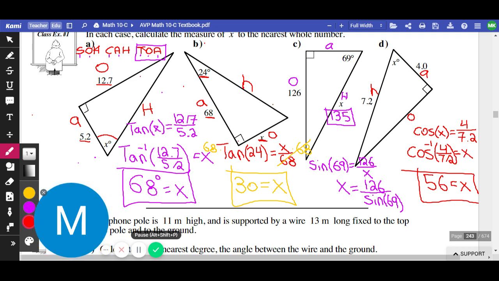Then I did SOH CAH TOA and I did check marks. I figured out I need to use my sine ratio because O and H were checked off. I set up my sine ratio here in purple. So I had sine of 69 degrees equals opposite, which is 126, divided by hypotenuse, which is x. This is probably the hardest one and the one that people make the most mistakes on because x is on the bottom. And when x is on the bottom, what you do is you switch its spot with sine. So I multiply the x up here, then I divide the sine over.